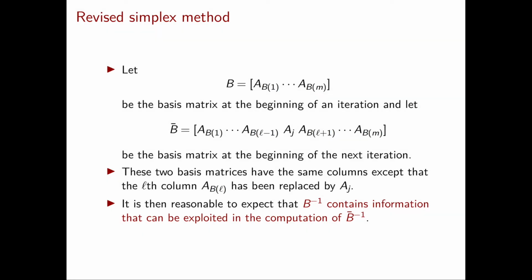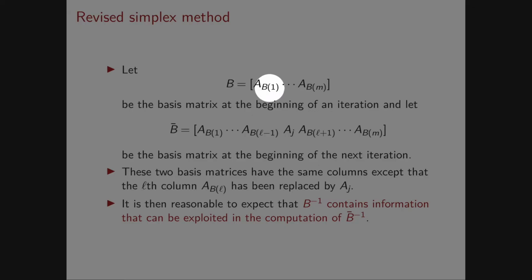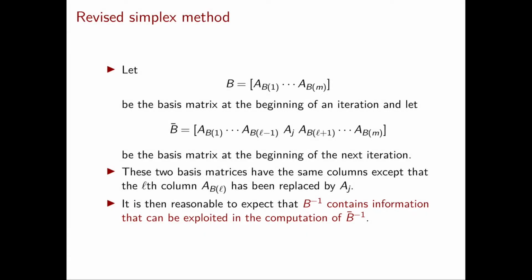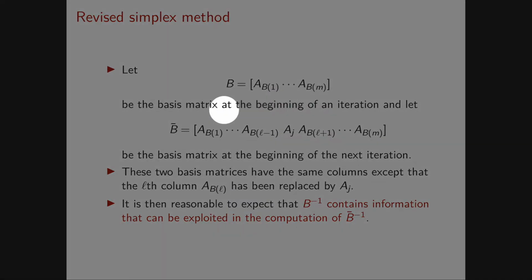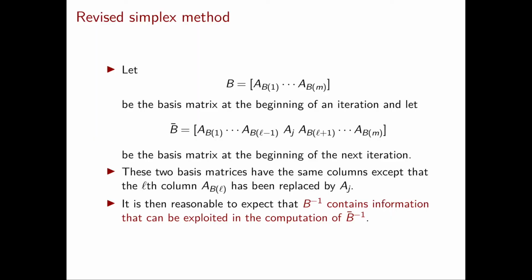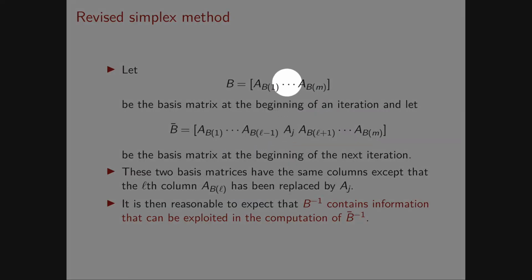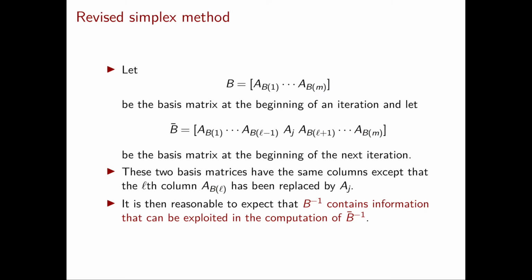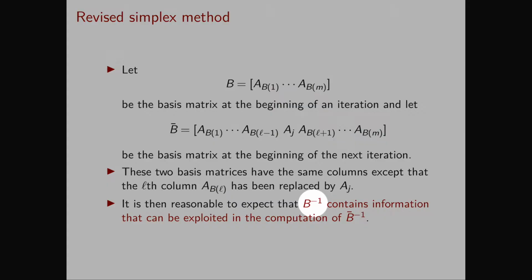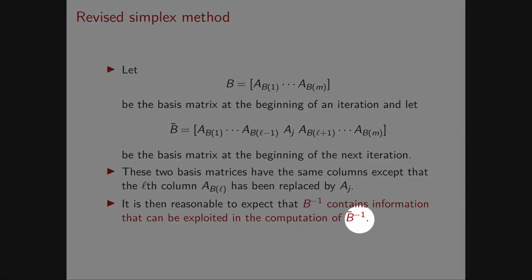In fact, at the beginning of our iteration, B is equal to AB1, ..., ABM, our m basic columns of the constraint matrix A. Now at the beginning of the next iteration, the basis matrix that we now call B bar is almost the same. We only replaced one column, namely ABL, with AJ. So B and B bar are almost the same. There's only one column that is different. It is then reasonable to expect that also the inverse of B is not so different in some sense from the inverse of B bar.